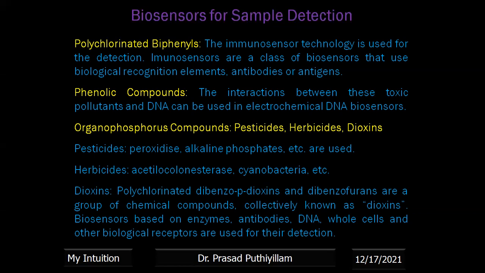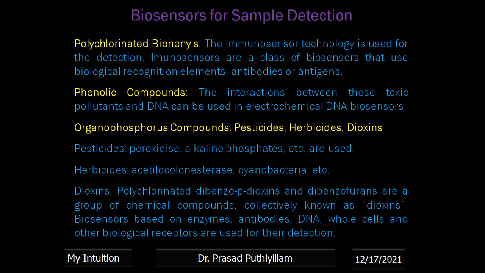Next one, that is organophosphorus compounds. Organophosphorus compounds are a group of chemicals which are widely used as insecticides, herbicides, or dioxins. Some biomolecules like peroxidase and alkaline phosphatase are used to detect pesticides. Biomolecules like acetylcholinesterase and cyanobacteria are used in biosensors for the detection of herbicides.